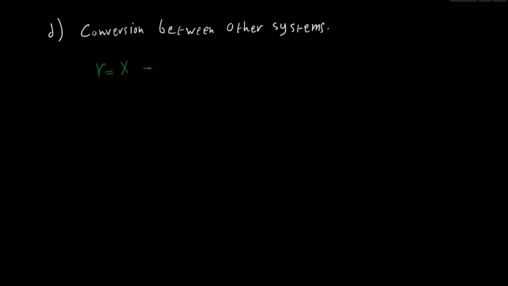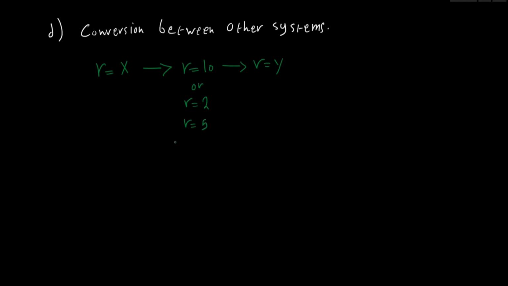Now let's move on to the last conversion category, which is conversion between other systems. As I mentioned earlier, any number can be converted from a number system to another by using the decimal system as a mediator. But the mediator does not need to be the decimal system. It could be the binary system, as we saw earlier, or it could be a base 5 system.